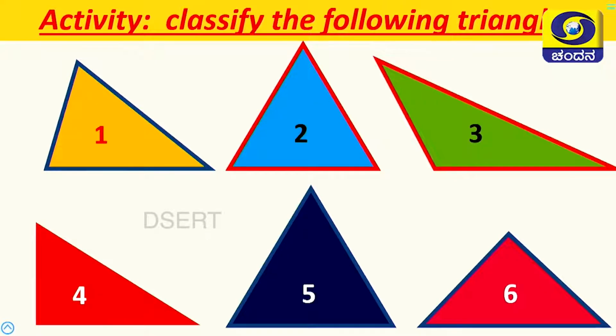And the fifth one is, here you observe all the three sides are equal. So we can call it as equilateral triangle. And finally the sixth one, this is, yes, correct. This is isosceles triangle because two sides are equal here.